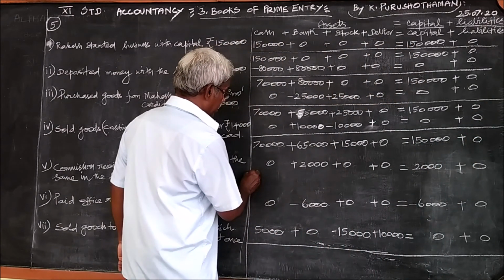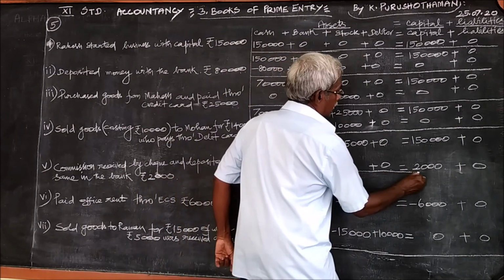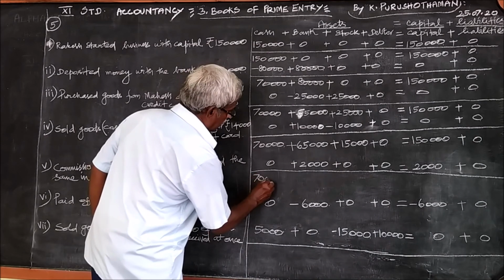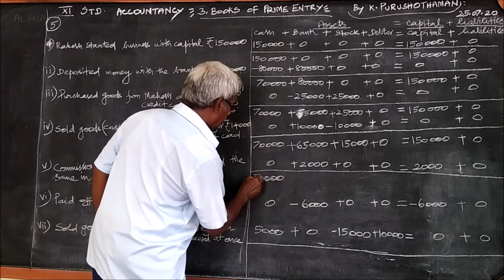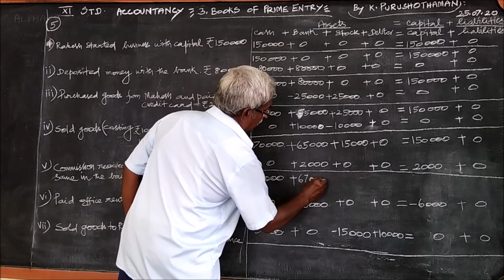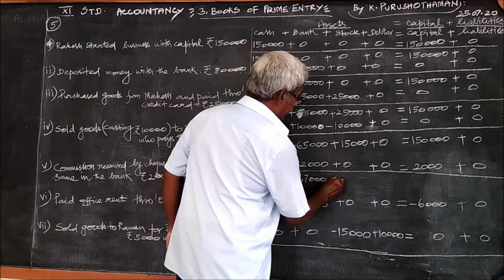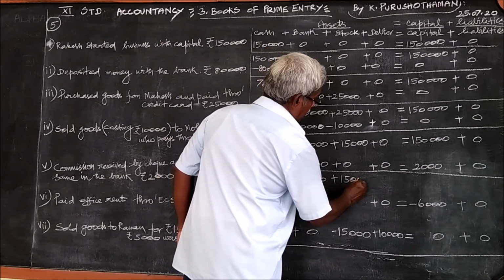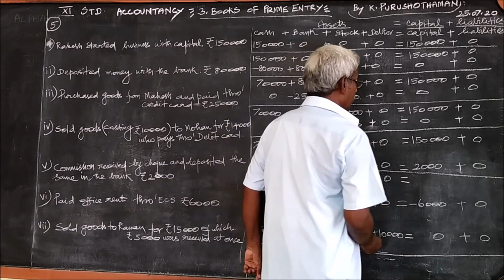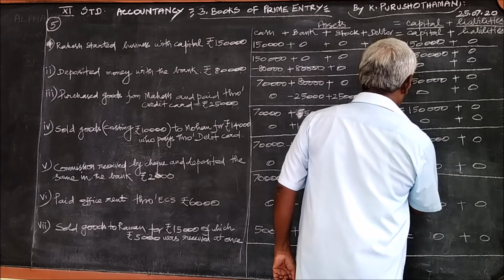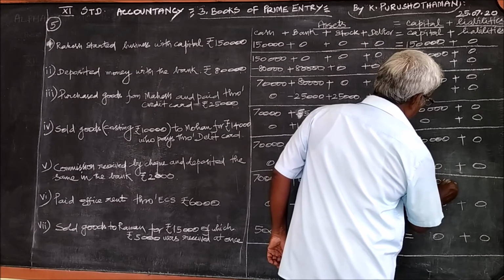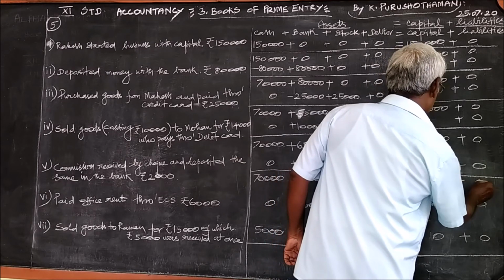Once again you add it. Next total: 70,000 plus 67,000 plus 15,000 plus 0 equal to 1,50,000 plus 2,000, 1,52,000 plus 0.